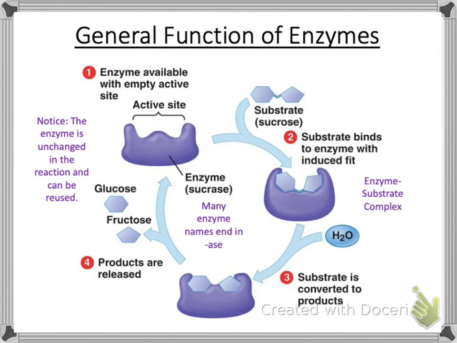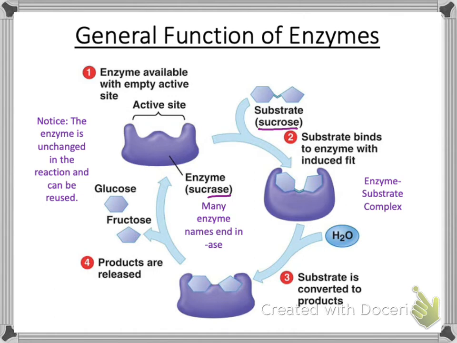So let's look at the general operation of enzymes first and talk about some important ideas. Let's work around this cycle. Our first step, step one, the enzyme is available with an empty active site. In this case, our enzyme is called sucrase. I want to point out that many, not all, but many enzymes end in -ase. That's a good way to tell what type of molecule you're dealing with. So sucrase's substrate in this case is the sugar sucrose. -Ose is usually the ending of a sugar or carbohydrate.